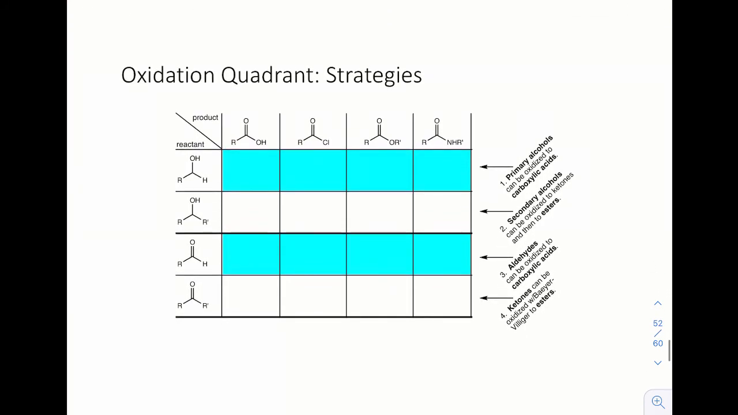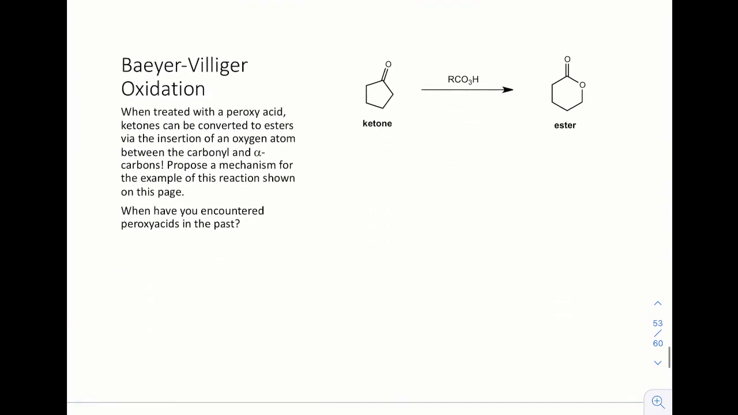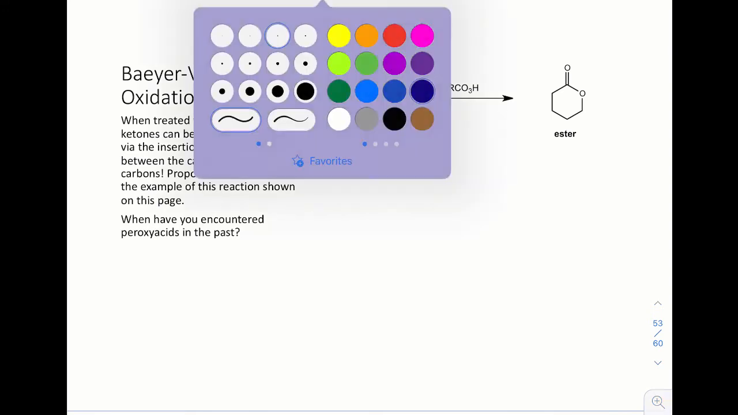We will have strategies for the oxidation quadrant. Here they are. Take a look at them. I am not going to read them right now. And now let's take a look at the Baeyer-Villiger reaction.